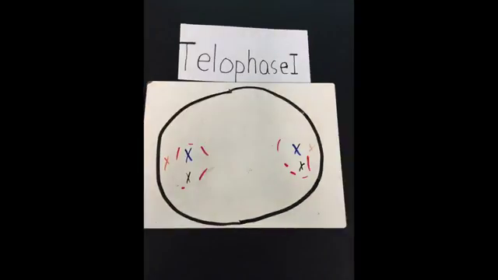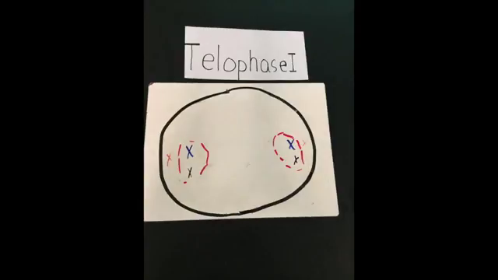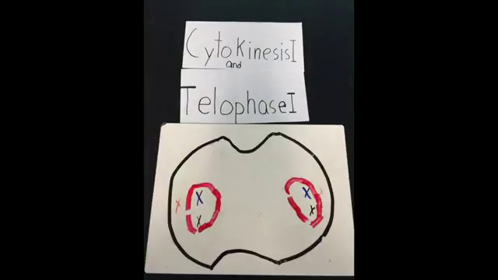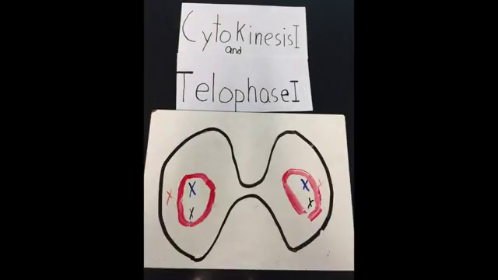A nuclear membrane is now forming around the two groups of chromosomes. Telophase 1 differs from telophase in mitosis because there are still duplicated chromosomes, and the daughter cells are not identical. Later during telophase, cytokinesis starts. The cell membrane indents and eventually cuts off to make two diploid cells.